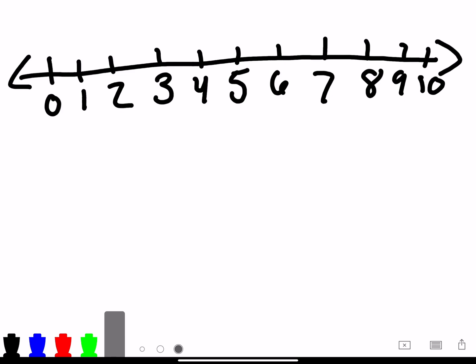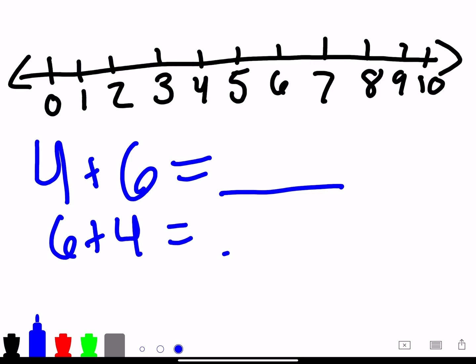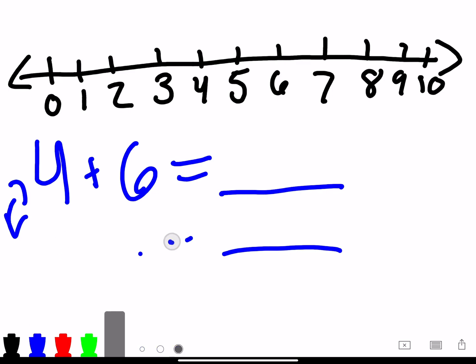Now let's try another example. Let's try 4. Ooh, it might be helpful if I wrote something down. 4 plus 6 equals what? Now, remember, like I said, 6 plus 4 will equal the same thing as this problem above. It doesn't matter, 6 plus 4 and 4 plus 6 will equal the same answer. So let's figure out this answer.